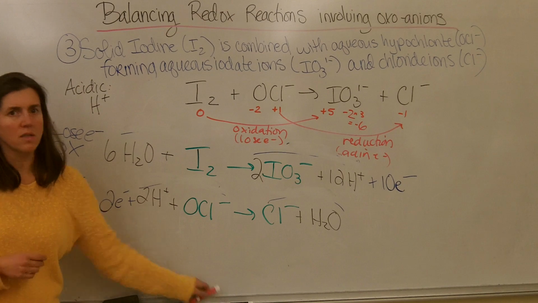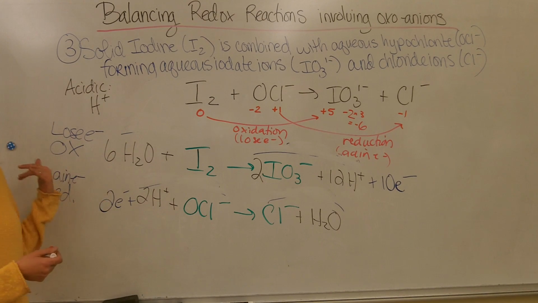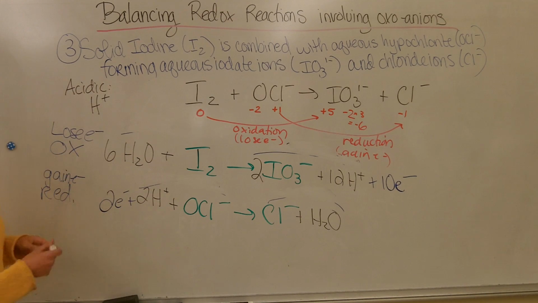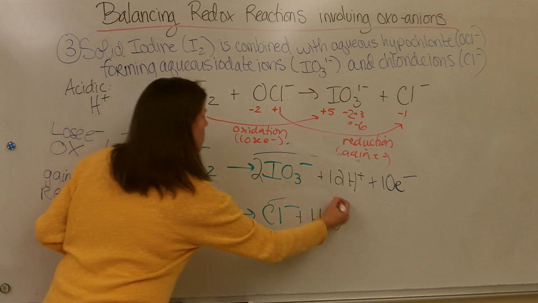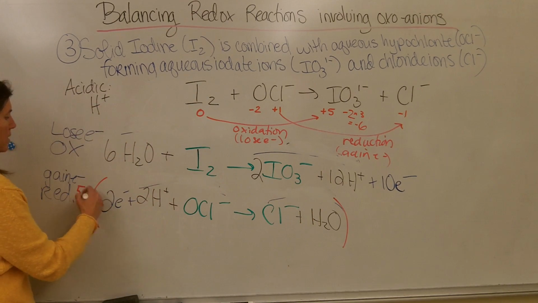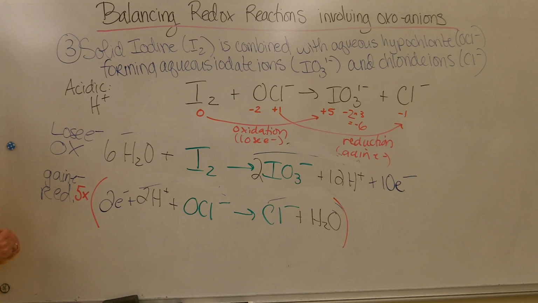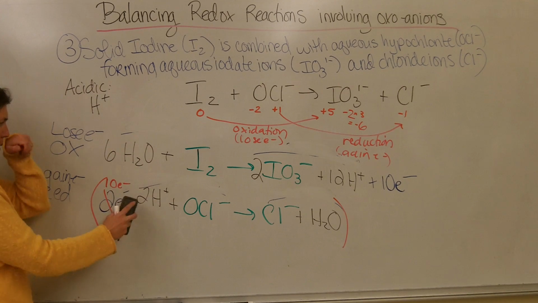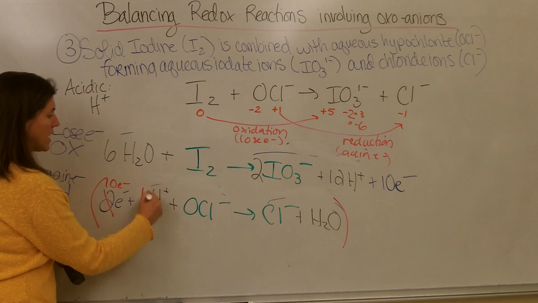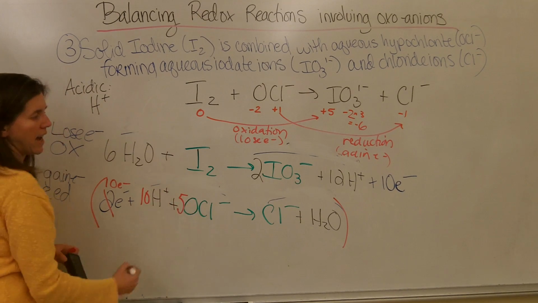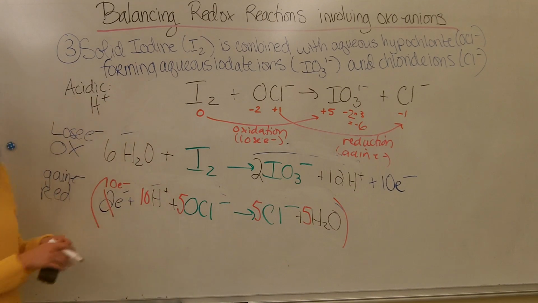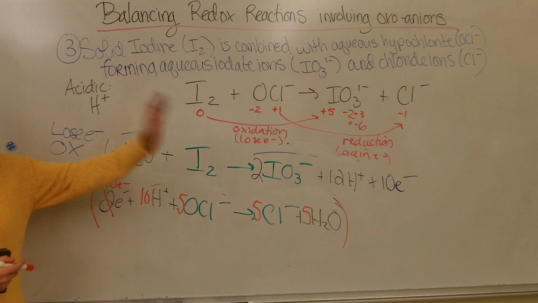So our next step is to multiply by an integer as needed to make sure my electrons gained equals electrons lost. So in this case, what I want to do is take this whole reaction here and multiply it by 5. Okay? So I'm going to take this 5 and distribute it through. So this is going to turn into 10 electrons, 5 times 2 turns into 10. This is going to turn into 5, this will be 5, and this will be 5. Okay, so I've multiplied everything by 5. Now my electrons gained equals electrons lost.